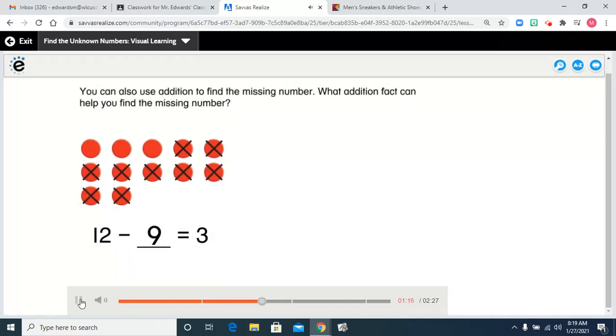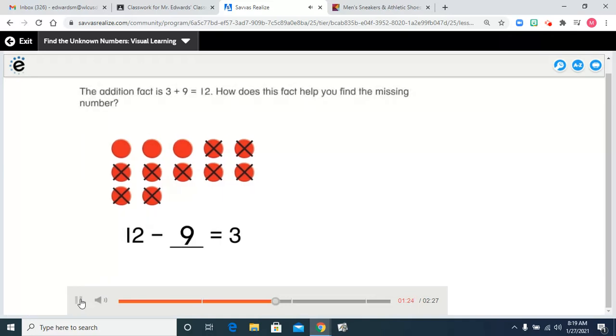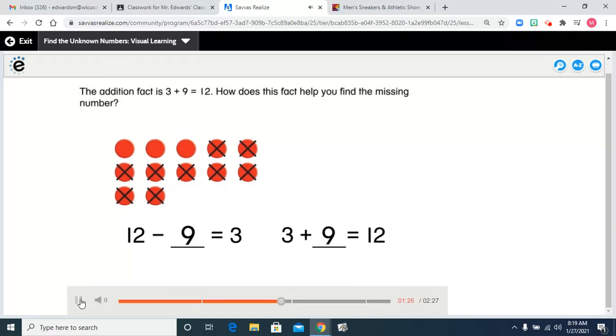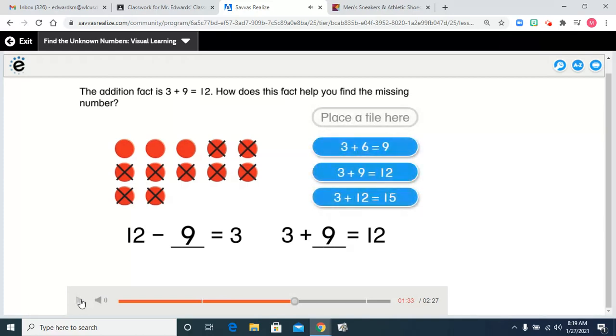You can also use addition to find the missing number. What addition fact can help you find the missing number? The addition fact is 3 plus 9 is equal to 12. How does this fact help you find the missing number? Select your answer. Okay, so how does this fact help us find the missing number?